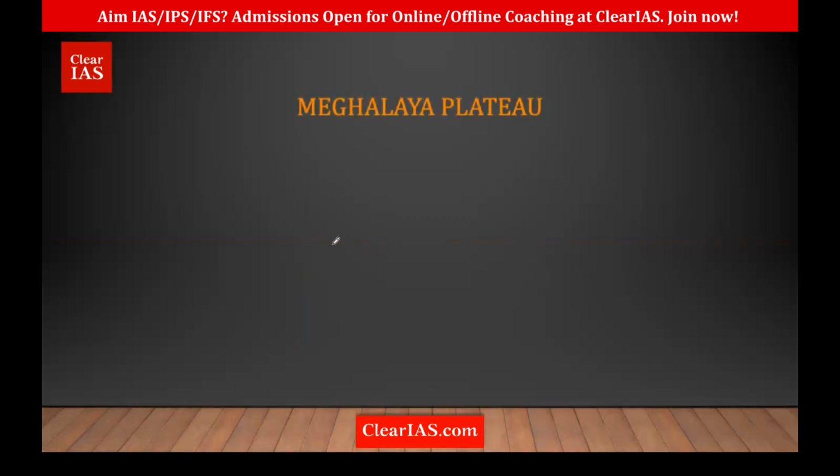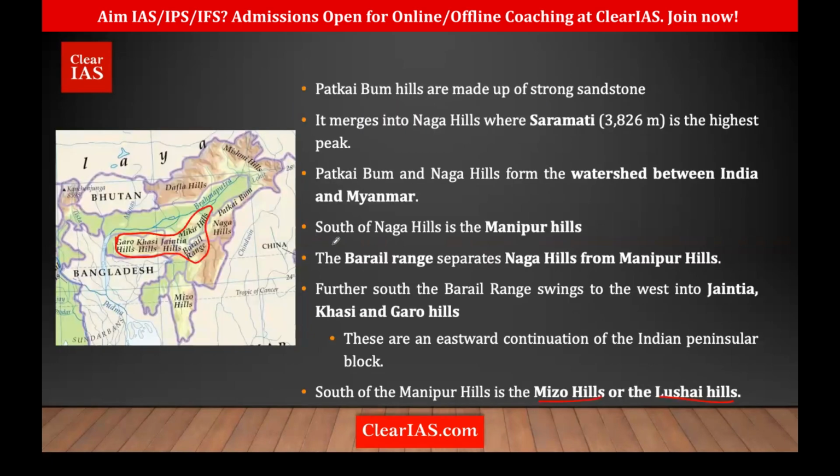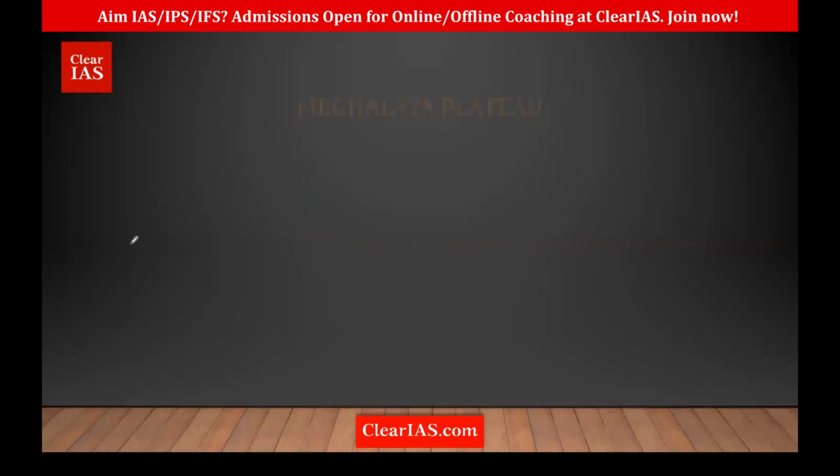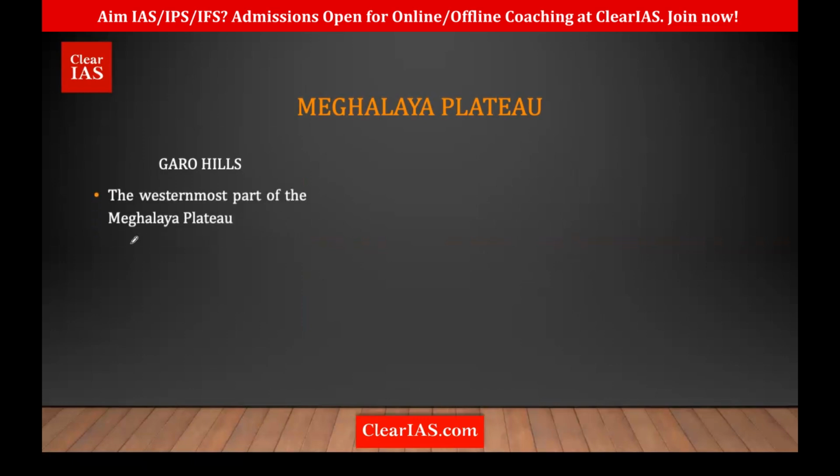Now one more thing we must remember when studying this region is the Meghalaya Plateau. This part is the Meghalaya Plateau. I told you Garo Khasi Jayantia is an extension of the Peninsula Plateau, and that is the Meghalaya Plateau. If we're talking about the Meghalaya Plateau, there are three hills: Garo, Khasi, Jayantia. First we'll see the Garo Hills, the westernmost part of the Meghalaya Plateau.